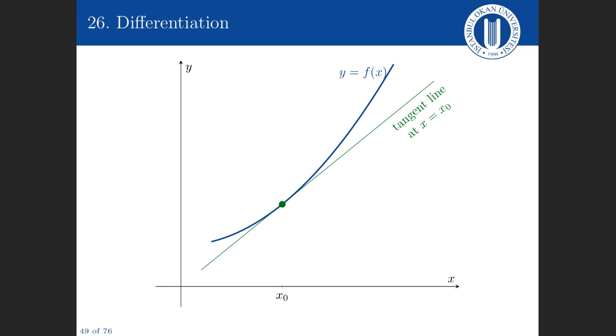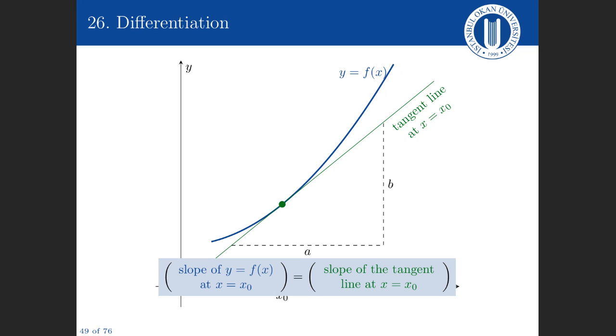What we can do is draw a green line which just touches the blue curve at this point. Such a line is called a tangent line to the curve. Then we can measure the slope of the green line. We know how to do this. We can use a triangle. The slope of the green line is b divided by a.